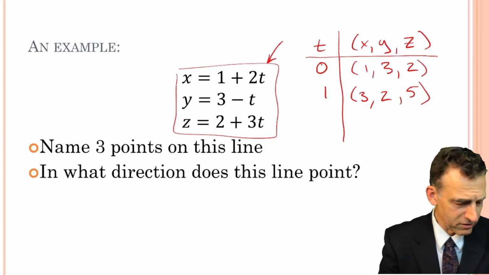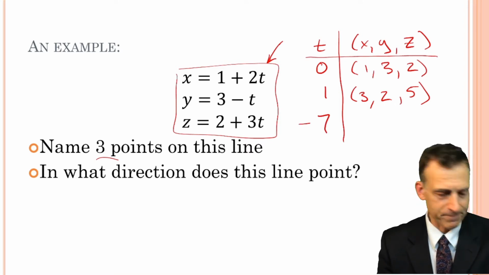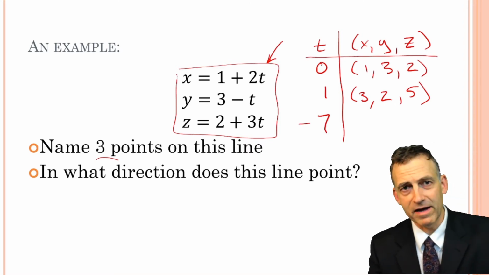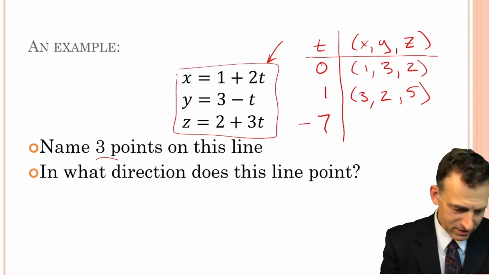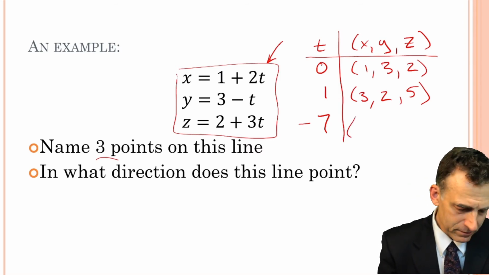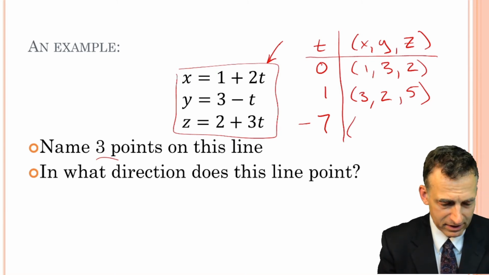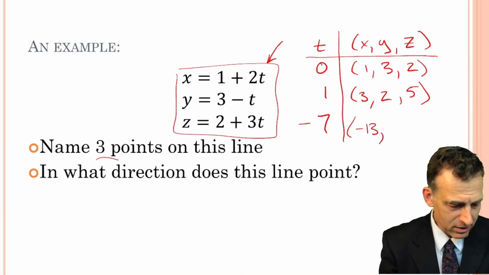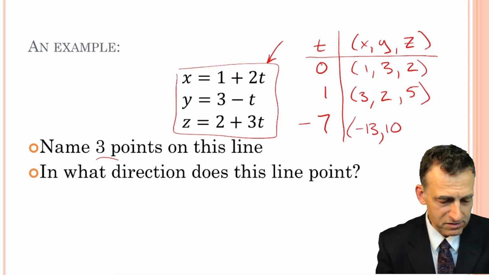Let me just do one more. It says 3 points. Let's pick the point, how about -7, just to be different. Whenever I do this in class, usually everyone just picks simple numbers, but then I always get some goofball that'll pick like pi or the square root of 3. I'm just going to pick -7 though. So plug -7 into this. 1 plus 2 times -7 will be -13. 3 minus -7 is +10. And then 2 plus 3 times -7 is going to be -19.